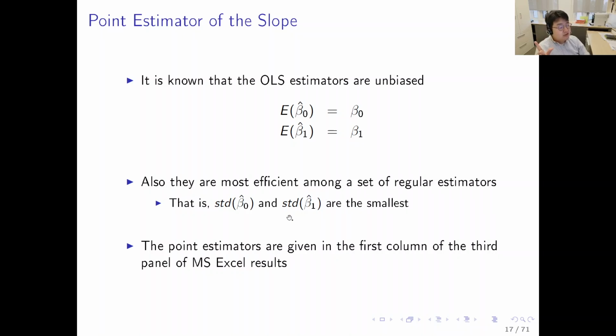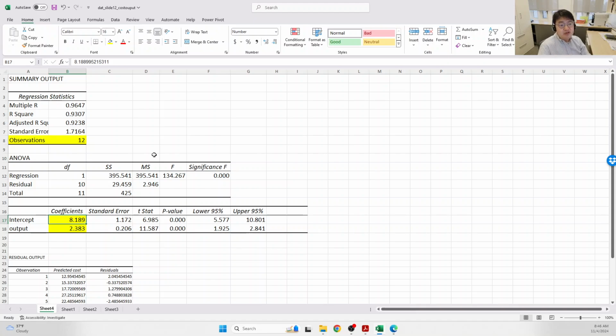And I told you the second criterion was efficiency, which means those estimators' standard errors are the smallest among regular estimators. Another mathematical theorem says the OLS estimators that Excel calculates for you are the most efficient ones. Additionally, the standard errors of those estimators are already calculated for you.